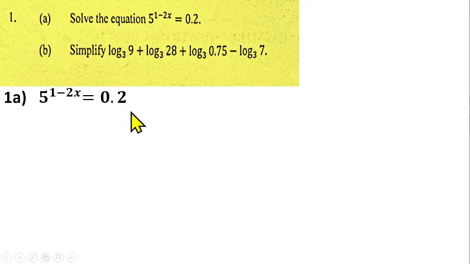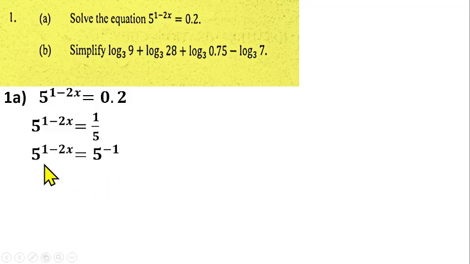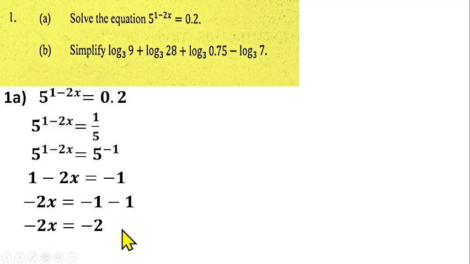What you need to do is to change this 0.2 to a fraction, which gives us 1 over 5, and this can be changed to index form, which gives us 5 raised to power minus 1. So we have 5 raised to power 1 minus 2y equals 5 raised to power minus 1. Then the base can take care of the base. So you have 1 minus 2y equals minus 1. Then from there you can collect like terms. So we have minus 2y equals minus 1 minus 1, and that should give us minus 2y equals minus 2. y will be equal to 1. So that solves question number 1A for us.